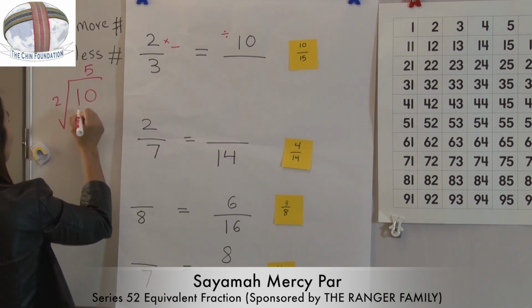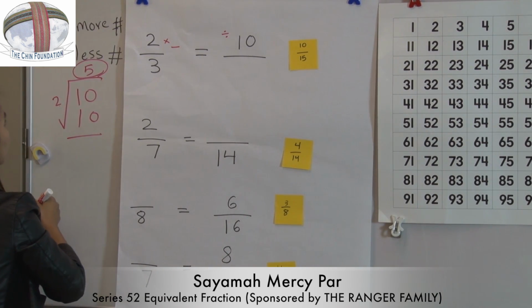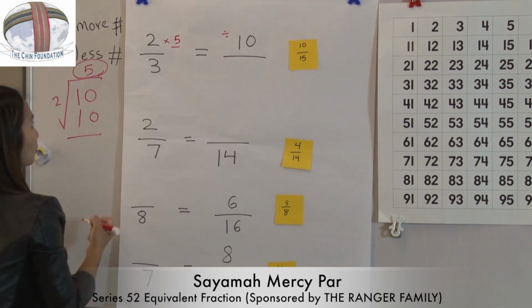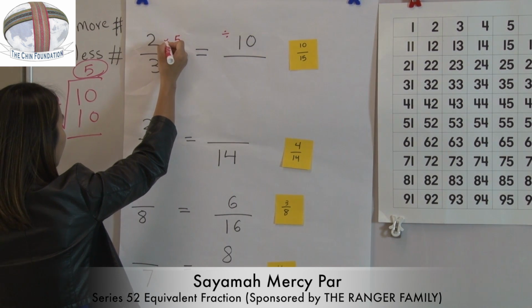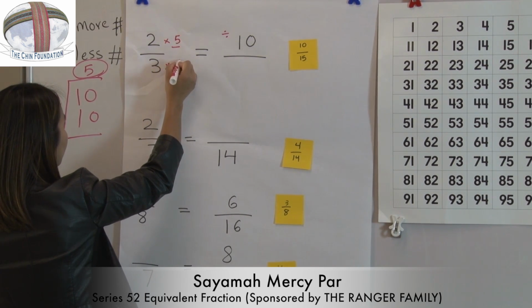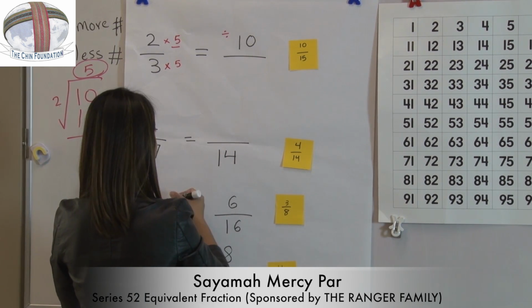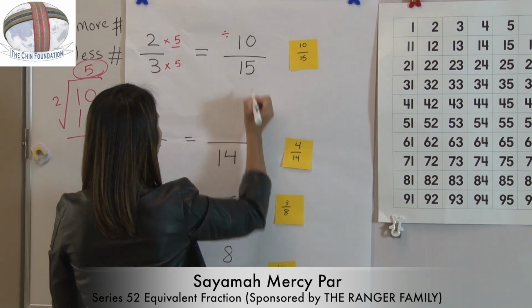Times 5 is 10. Okay, so our answer is 5. 2 times 5, so we know 2 times 5 is 10. So if we do the top, we have to do the bottom. 2 times 5. 3 times 5 is 15. Okay.